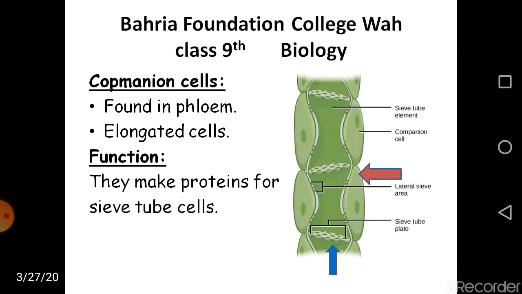Okay, the next cell of the phloem is companion cells. They are also found in the phloem. They are elongated cells. The red arrow shows the companion cells, and they make proteins for the sieve tube cells. In this way, phloem works with the help of these two, companion cells and sieve tube cells.